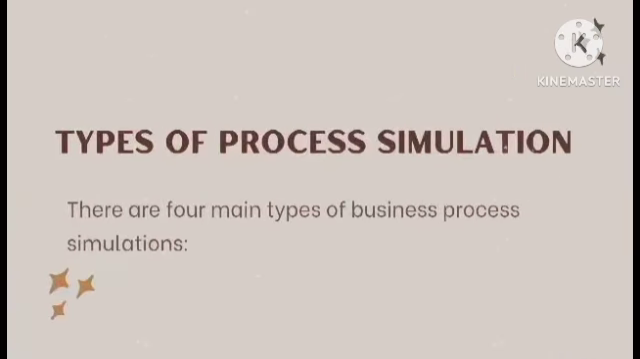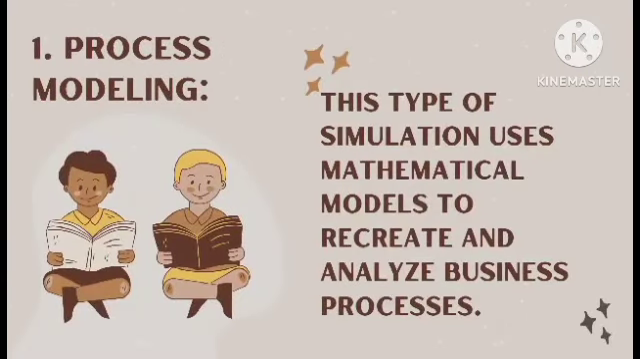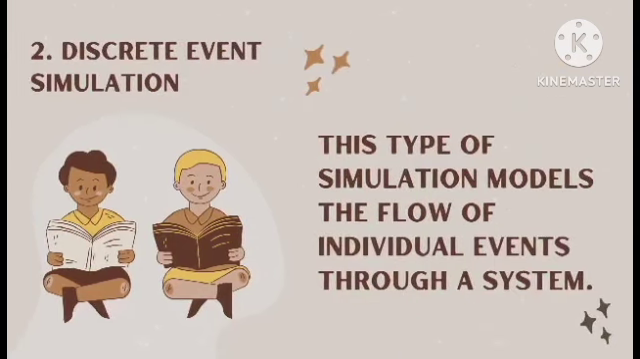Types of process simulation. There are four main types of business process simulation. First is process modeling. This type of simulation uses mathematical models to recreate and analyze business processes. This can help identify inefficiencies and optimize processes. Second is discrete event simulation. This type of simulation models the flow of individual events through a system. It can be used to analyze things like manufacturing processes or logistics systems.